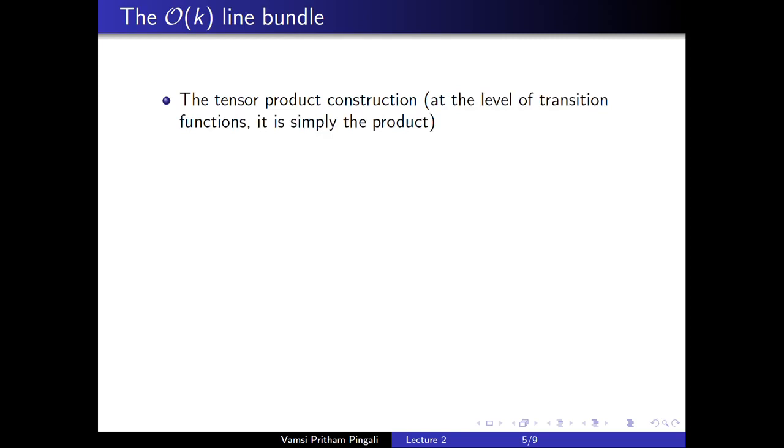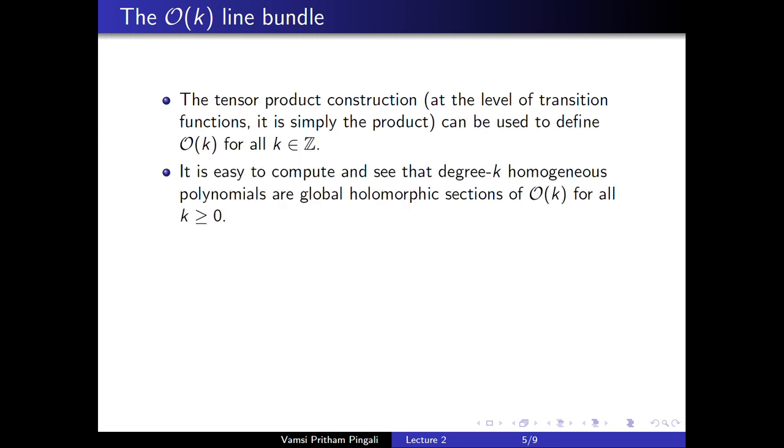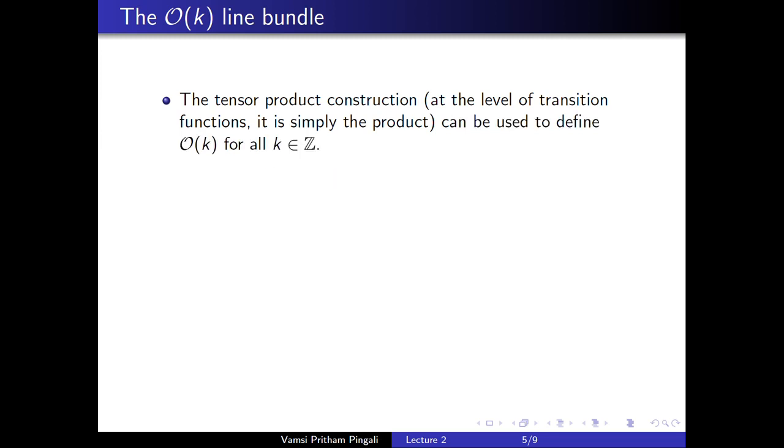So at the level of transition functions, recall that there's one more way to think of vector bundles as simply giving us the data of transition functions. The transition function of the tensor product of two line bundles is simply the product of the transition functions of the individual line bundles. That's a much easier way to think about it. So you can define OK as simply the kth tensor product of O1.